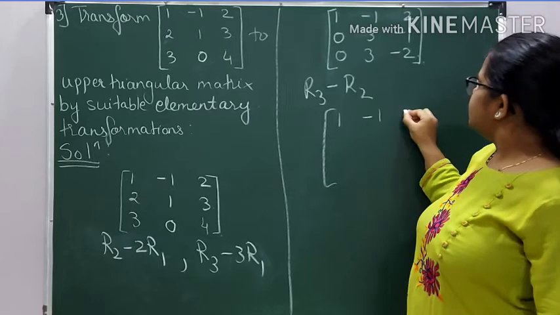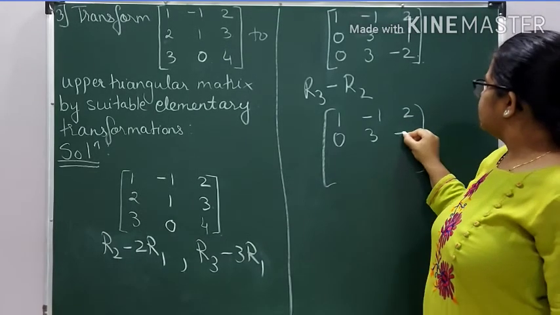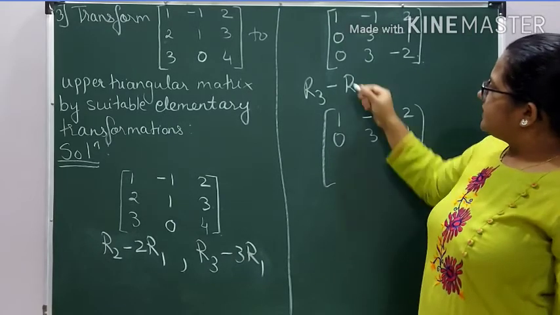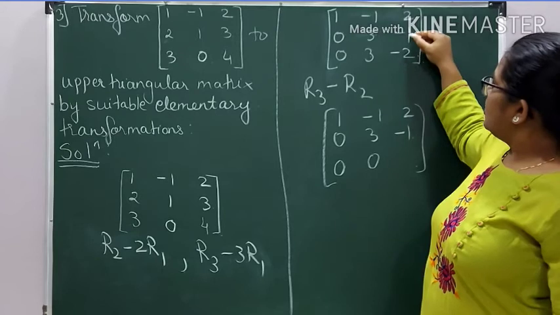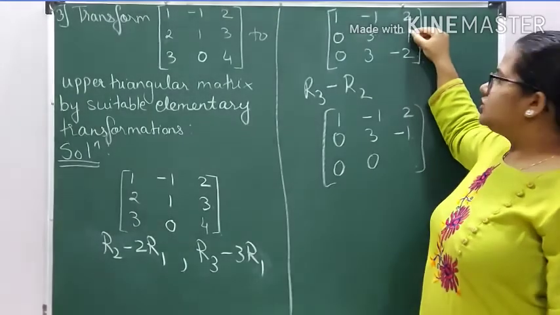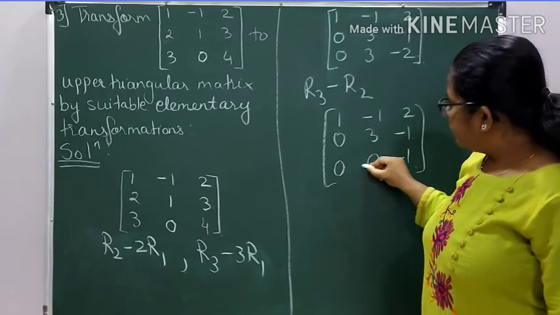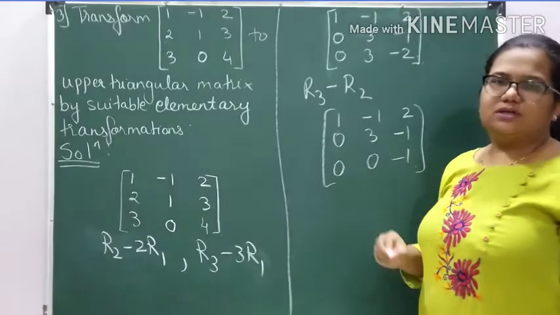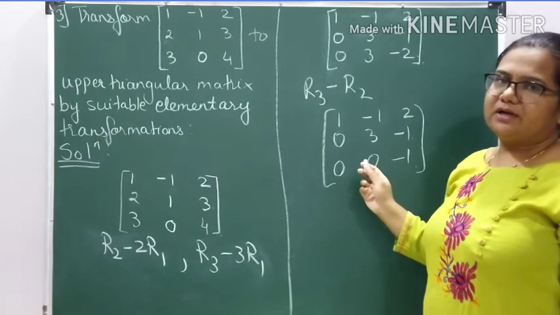First row as it is. Second row as it is. Yes. 0 minus 0, no operation, 0. 3 minus 3, 0. Minus 2, minus of minus 1 means minus 2 plus 1 will become minus 1. So you can see these three elements have been converted to 0. So the matrix given has been transformed to an upper triangular matrix.